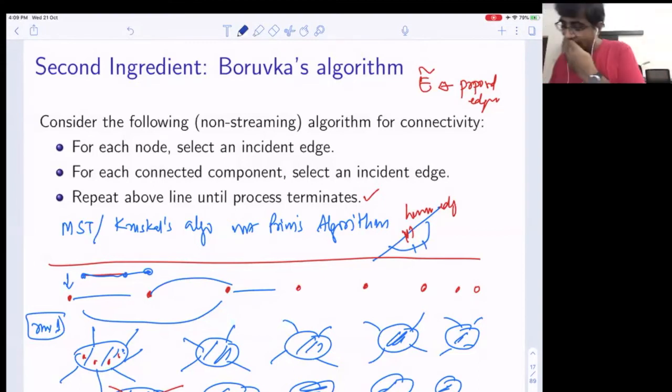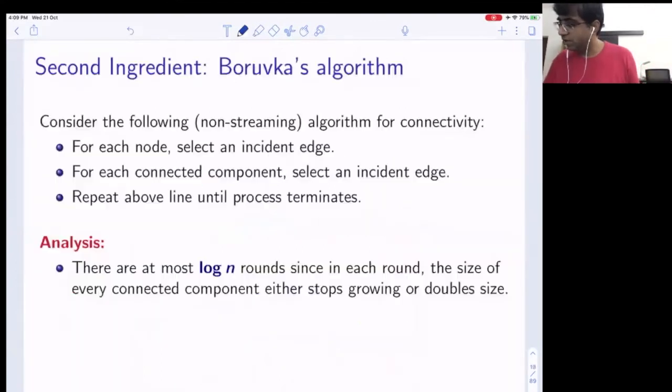Okay. Anyway, so this is an algorithm which repeatedly, at each round, contracts the connected components and selects an edge which is incident to these connected components. So what is the feature of this? First of all, let's try to understand that there are at most log n rounds.